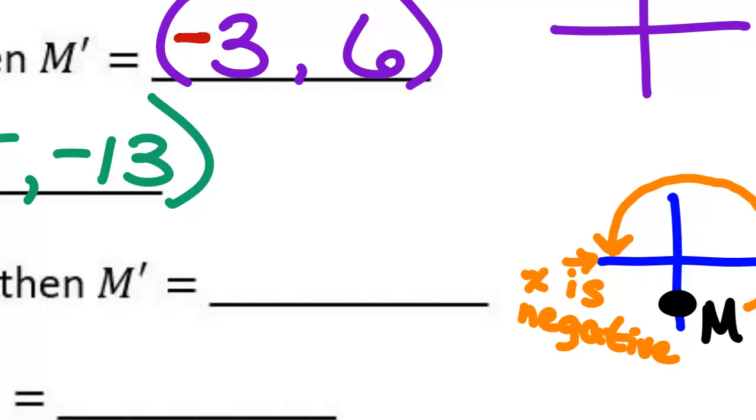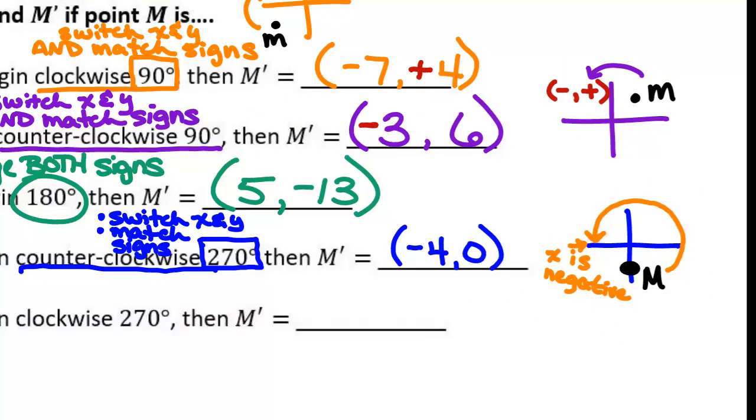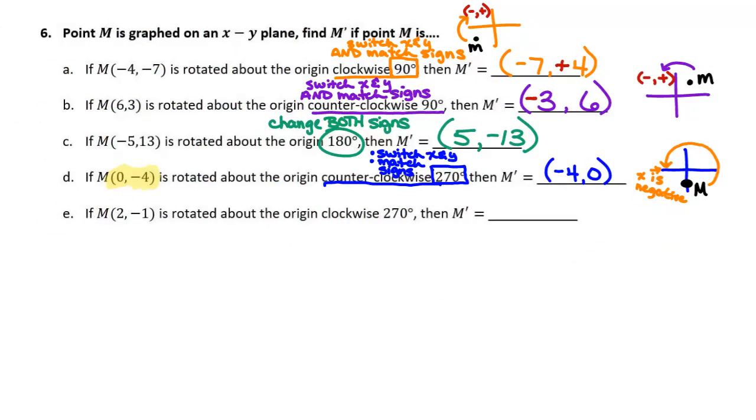And so we're going to take the ordered pair, 0, -4. We're going to switch it around. So -4, 0. And then we're going to match our signs. Make sure our signs are the right positive or negative. If I'm over here, should I have a negative on the 4? Yes. And 0 doesn't have a sign. That's not a positive or a negative. So we're just going to leave that as a 0. So -4, 0 would be the answer for part D there.